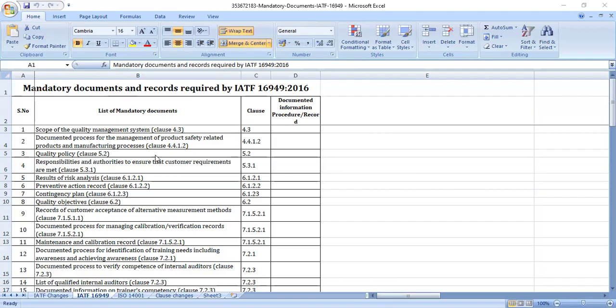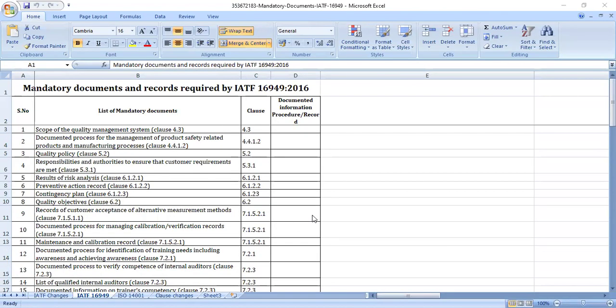So today I'm going to discuss here mandatory documents and records required by IATF 16949:2016 standard. We provide implementation services and training services for this standard. In trainings, we provide IATF 16949 foundation training, implementation training, internal auditor training, and also lead auditor trainings. So let us discuss mandatory documents for this standard.